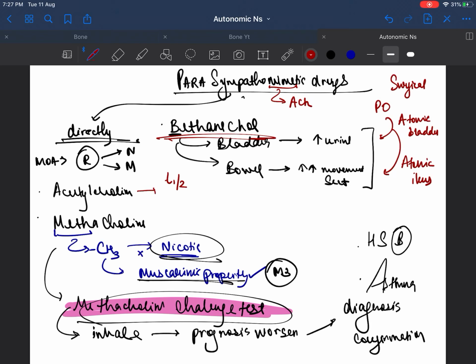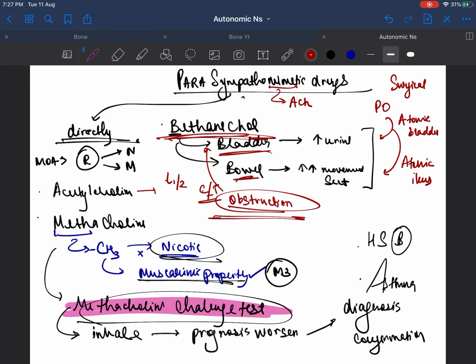The problem is, if an old man comes to you with atonic bladder or maybe atonic ileus, and you haven't confirmed that there is no obstruction present, for example a tumor or benign hyperplasia of prostate, what will happen? When you give bethanechol, it will lead to contraction of the muscles, and it can lead to rupture and severe pain. So that will be a very big problem for you. So in cases of obstruction, bethanechol is contraindicated. You have to confirm your diagnosis first that there is no obstruction present. Then for bladder and bowel, give bethanechol.